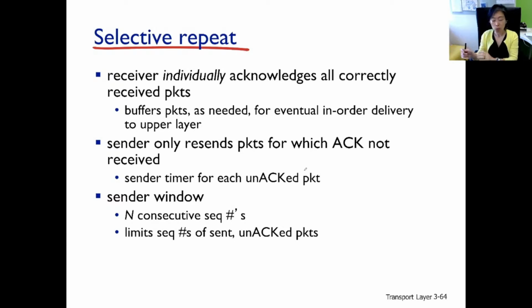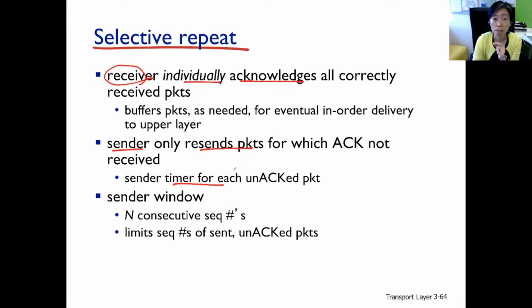In Go-Back-N, we have one timer for an entire flight of packets. When that timer times out, we retransmit the whole flight of packets. In selective repeat, the opposite. We have one timer per data packet. When that timer times out, we retransmit just that data packet. All right, so the receiver will acknowledge each correctly received data packet individually. The sender will only retransmit a packet when the timer for that packet expires. Very straightforward.